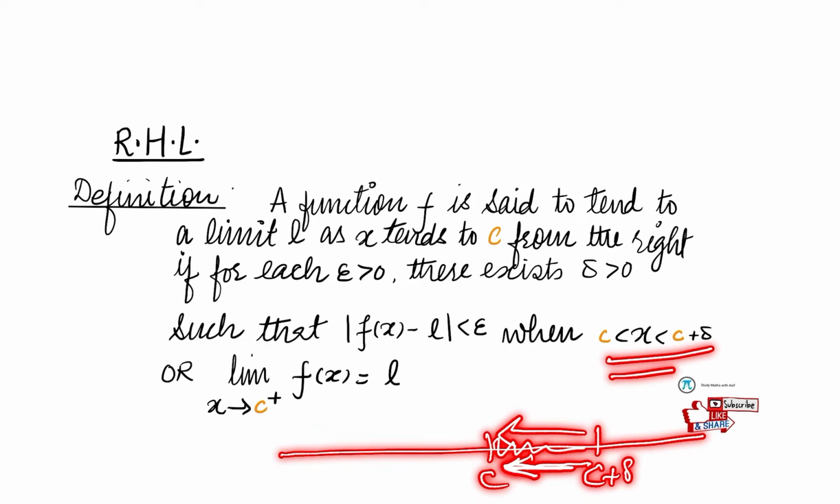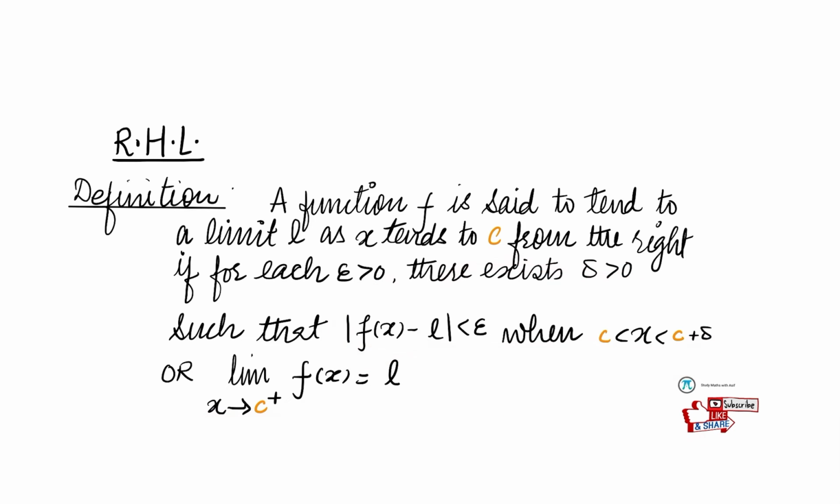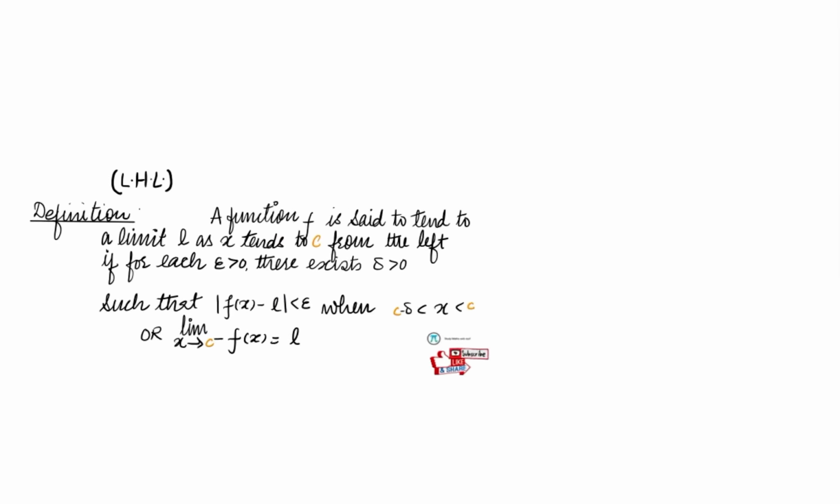So it will be written in this way. Either you write it in this way or symbolically you can write it in this way. Don't forget to mark this plus. It represents the points which are greater than c. In the previous case the points are less than c. So this is the right hand limit, and earlier I was talking about the left hand limit.